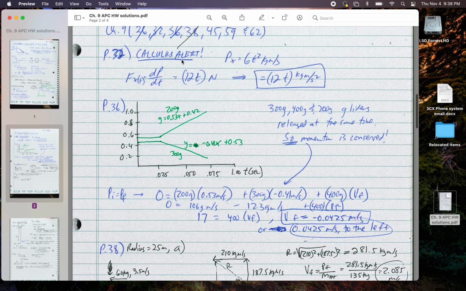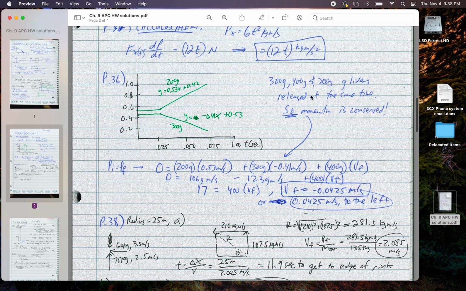Calculus alert, pretty easy, but if force is the derivative of momentum with respect to time, I have the momentum formula, take the derivative of it, and I get this is my force. If I have a force, take the antiderivative of that, that would give me momentum.